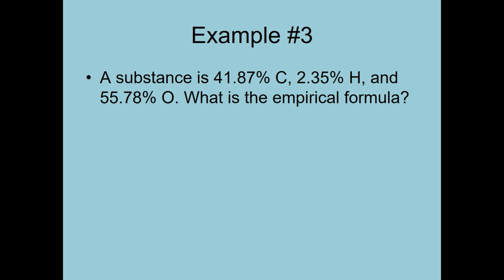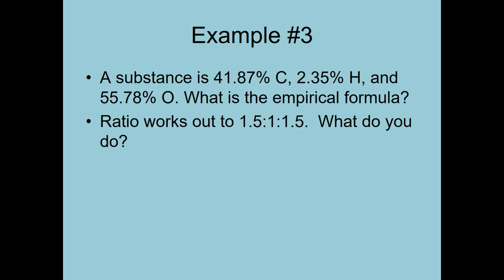All right, now's the time to practice on your own without me going through it step by step. So I want you to pause this video and figure out: a substance is 41.87% carbon, 2.35% hydrogen, and 55.78% oxygen. I want you to tell me what is the empirical formula. Pause this video, come back when you're done.